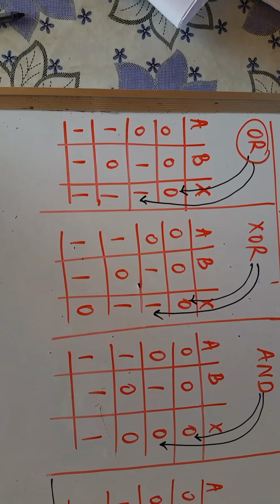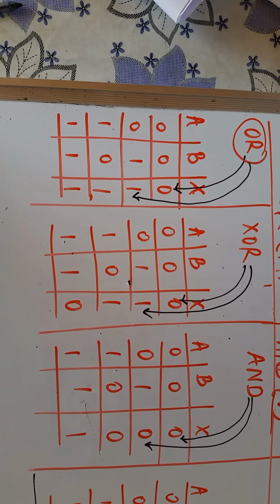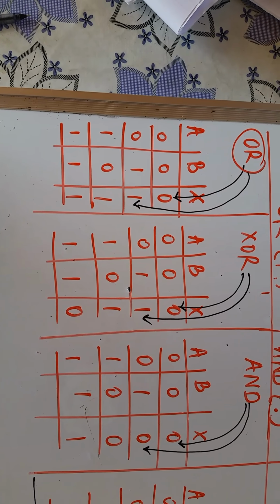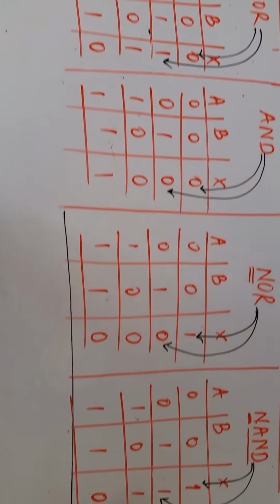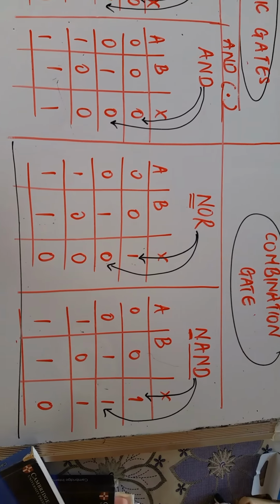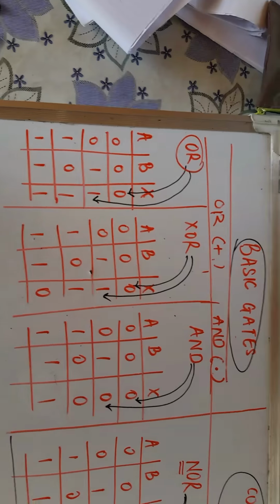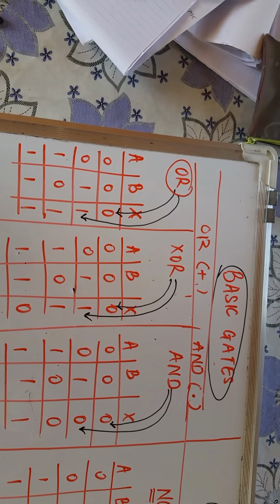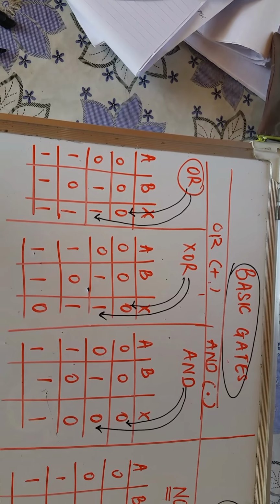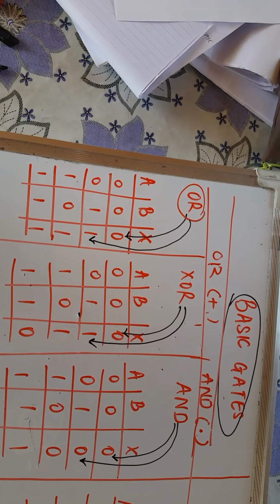So as for the OR gate, XOR gate and AND gate, it is what is called the basic gates. And as for the NOR gate and the NAND gate, it is what we call the combination gate. C'est quoi the basic gates? They consist of the XOR gate, OR gate and AND gate. It does not consist of merging the NOT gate with another gate.